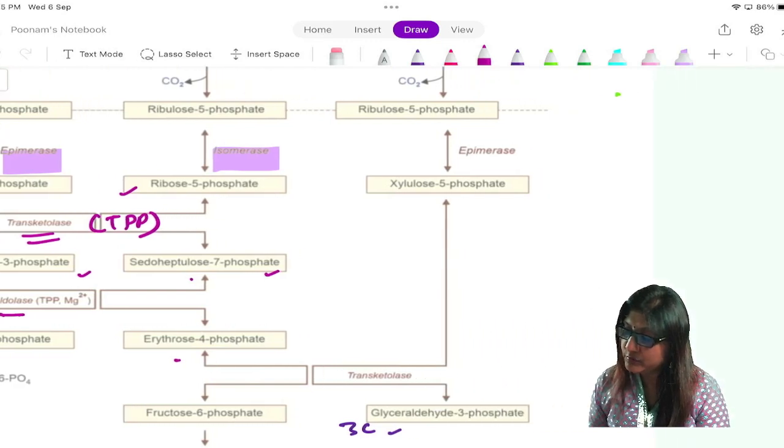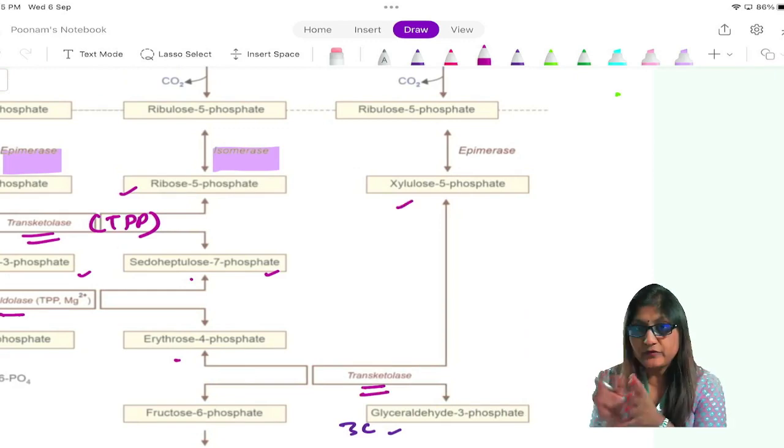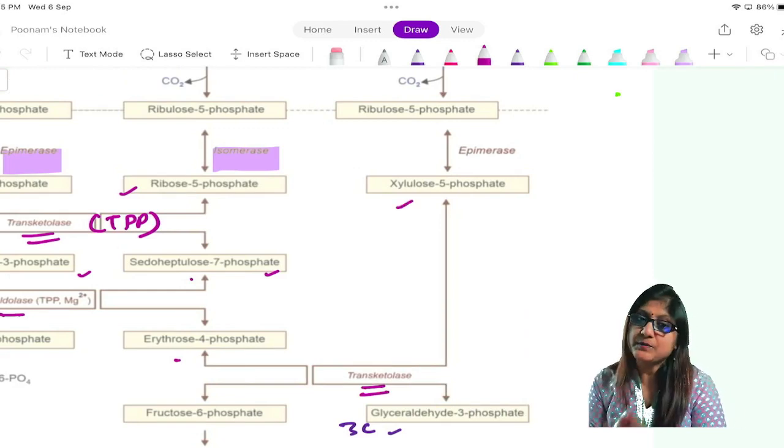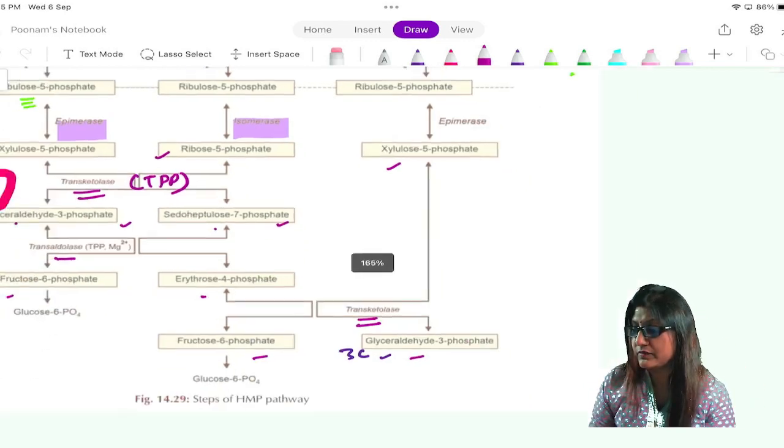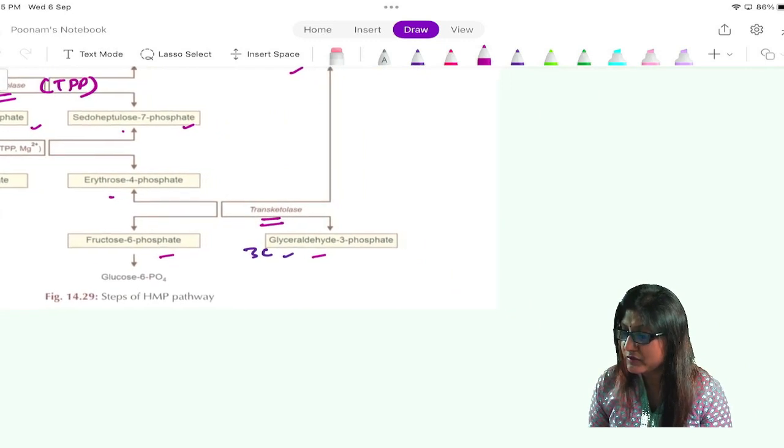Then this erythrose 4-phosphate is acted upon by transketolase once again, and xylulose 5-phosphate acts as a second substrate here, and the products are fructose 6-phosphate and glyceraldehyde 3-phosphate. This glyceraldehyde 3-phosphate ultimately may enter the glycolytic pathway.